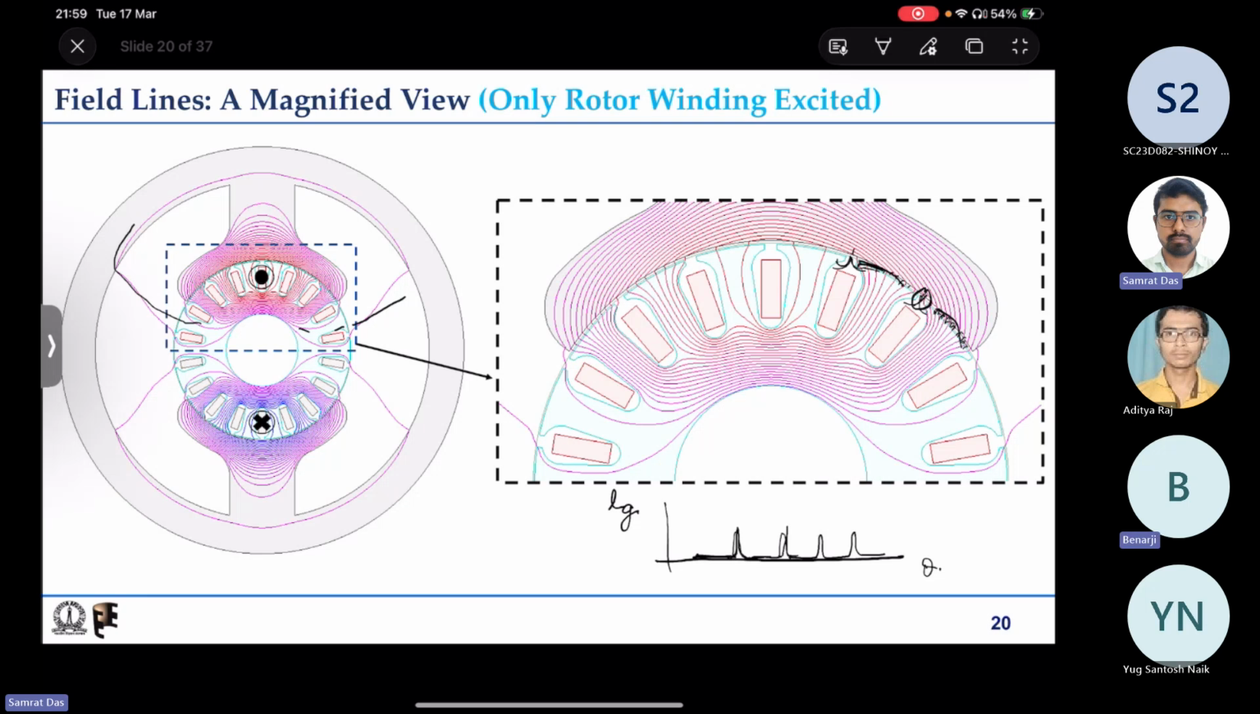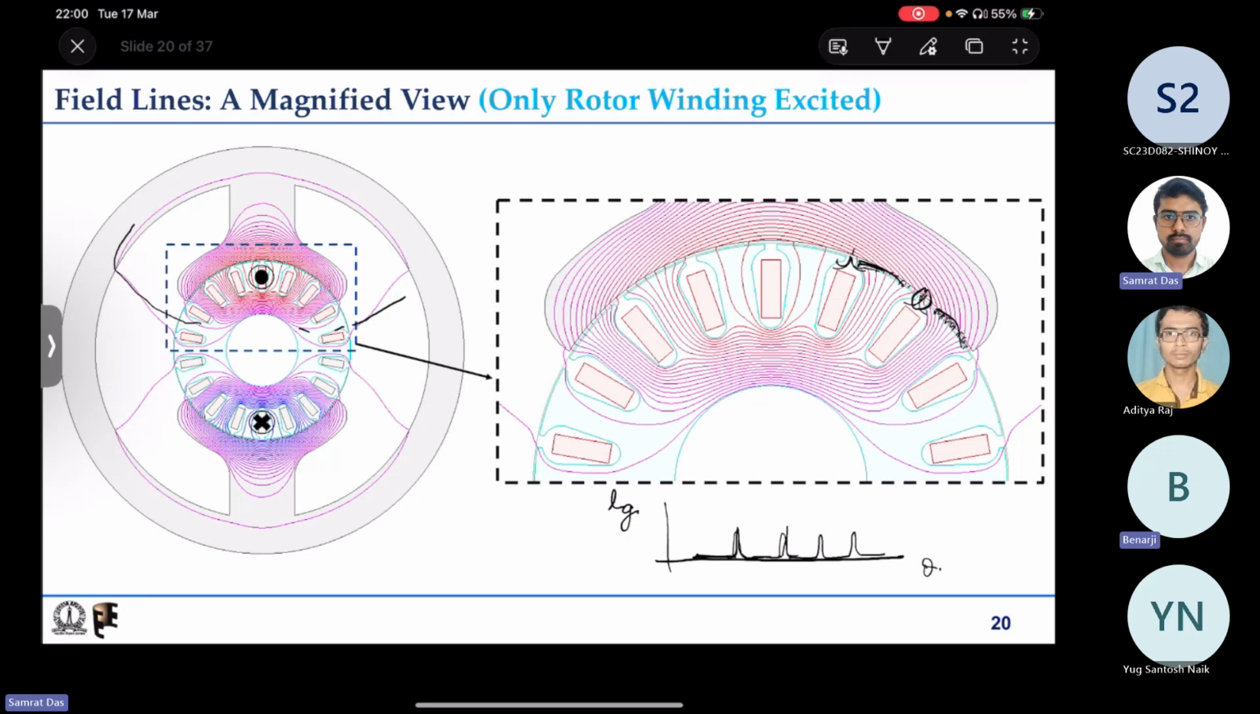Okay, sir, got it. Thank you. Yeah, so that is what I mean by the length of flux line in that part. But those are higher, you can have that sense, right? The length of flux lines through the slot opening, that is higher. Yes, sir, clear.